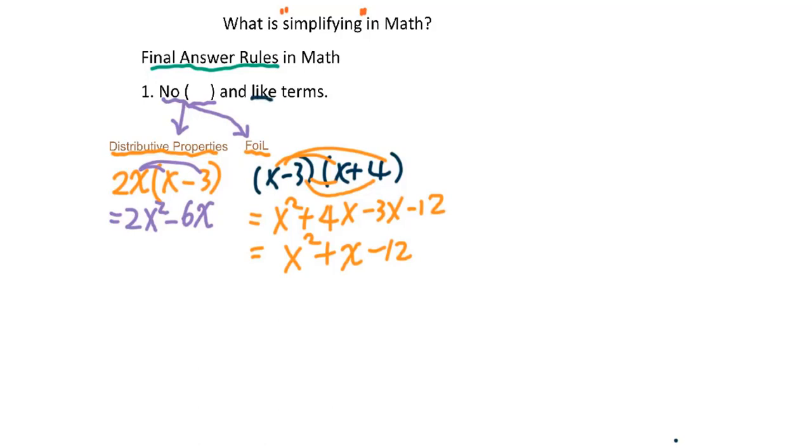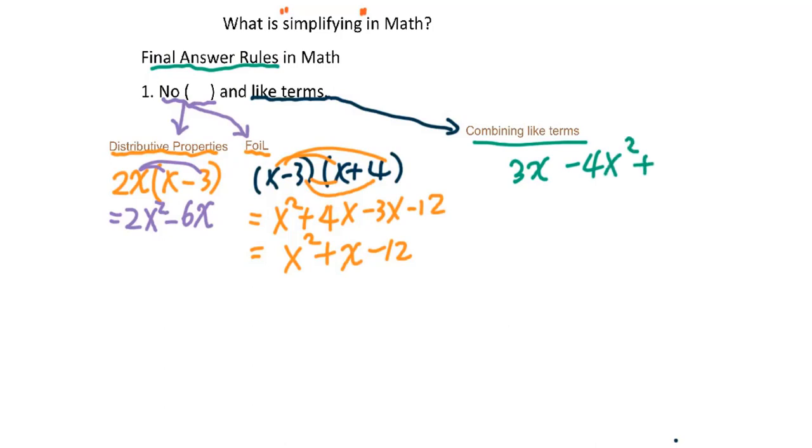How do you make sure your final answer has no like terms? Remember, we learned combining like terms. For example, we have 3x minus 4x squared plus 7x minus x squared. You will get the like terms, these two, so you get negative 5x squared, and these two, you will get plus 10x. This is rule number 1.